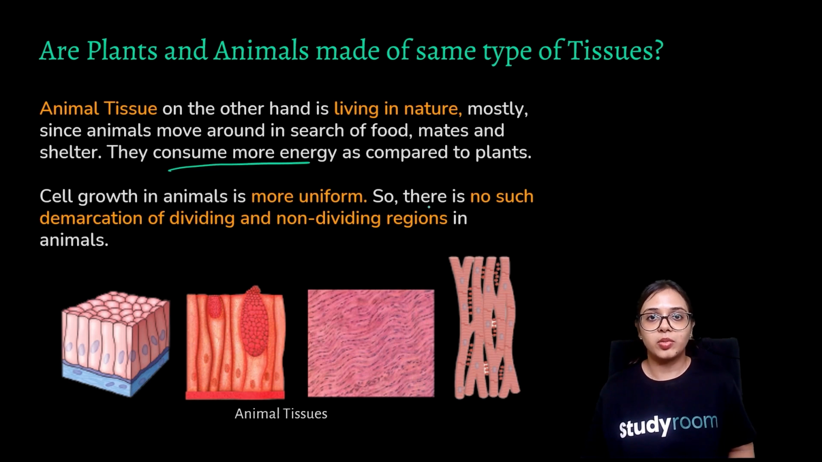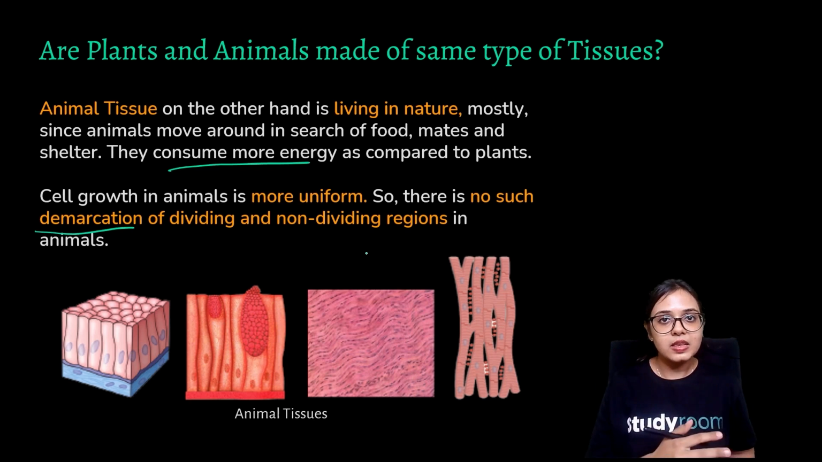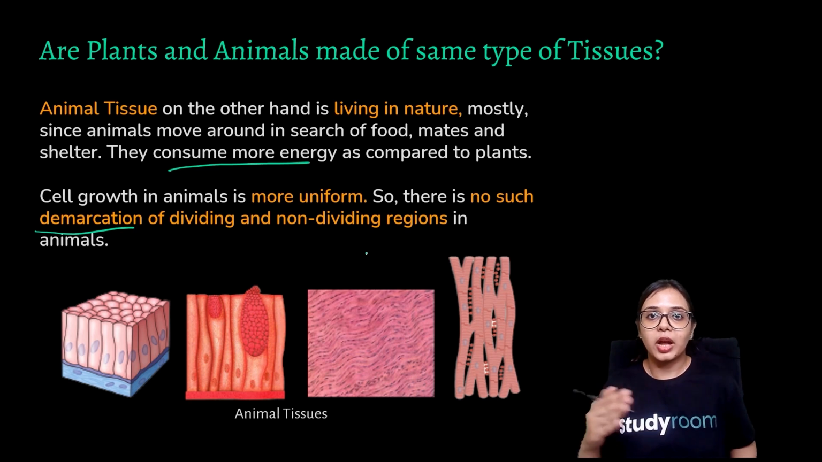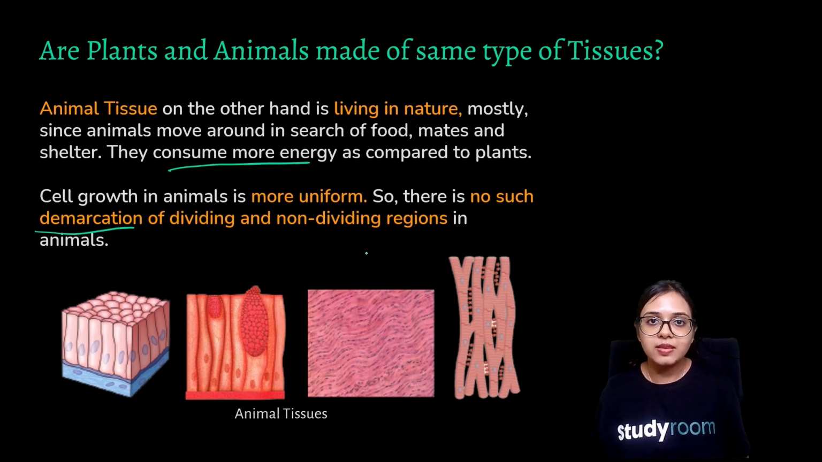So, cell growth in animals is more uniform. There is no such demarcation of dividing and non-dividing regions in animals. There is no such limitation. There is no such demarcation between living cells and non-living cells. Whereas in plants, some cells are living, while the rest of them are non-living. They may be dead also. They may be non-dividing. Whereas in humans and animals, in all of these complex organisms, there are only cells that are living in nature.